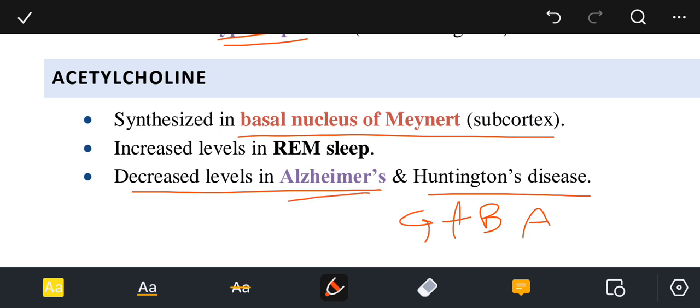It is very important. So, increased level in the REM sleep. When you are in the REM sleep, rapid eye movement sleep, the acetylcholine level is increased.